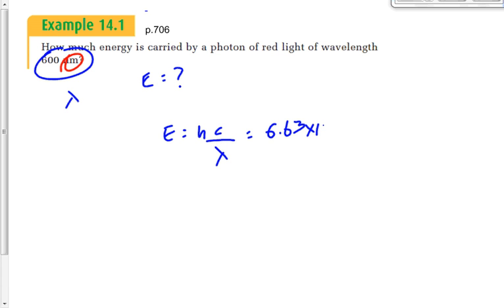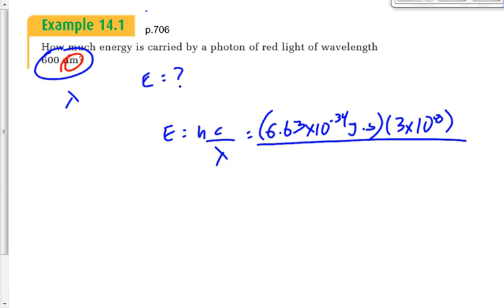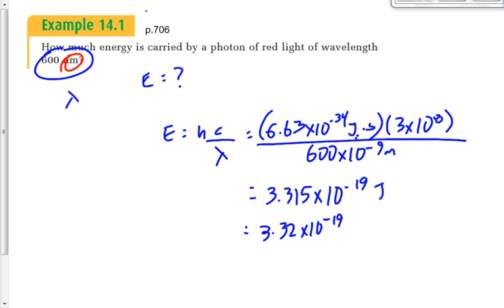6.63 times 10 to the minus 34 joule seconds. Multiply that by 3 times 10 to the 8, and divide that by 600 times 10 to the minus 9. Notice again, I didn't move the decimal. I could have made it 6 times 10 to the minus 7, but I didn't want to bother going through that. I didn't want to increase my chances of making a silly mistake. I just tacked on 10 to the minus 9 on the end of it. 3.315 times 10 to the minus 19. And what would the units for that be? Joules, because we used joule seconds. Let's round that to 3.32 times 10 to the minus 19. If we had wanted electron volts, then just use 4.14 and that would have got it for us.